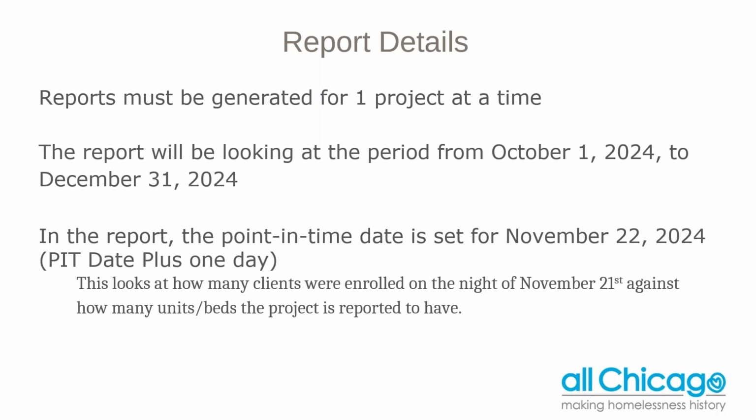The report will be looking at the period from October 1st of 2024 to December 31st of 2024. In the report, the point in time date is set for November 22nd, 2024. That's to include that additional 1 day that the prompt asks for. But ideally, when you're reviewing the data, it's only going to be pulling in clients enrolled or with a housing movement date as of November 21st. So although the prompt says the 22nd, the data is actually going to be looking at the 21st.